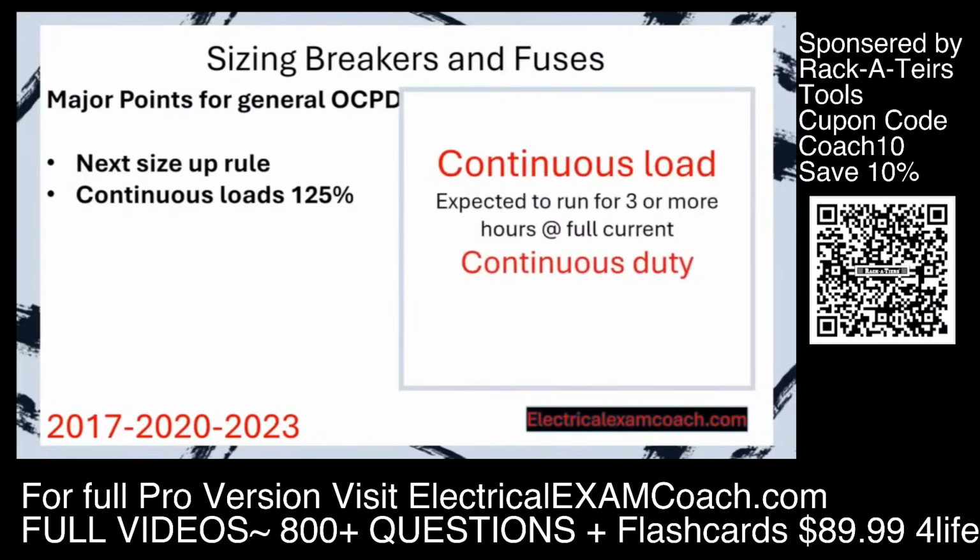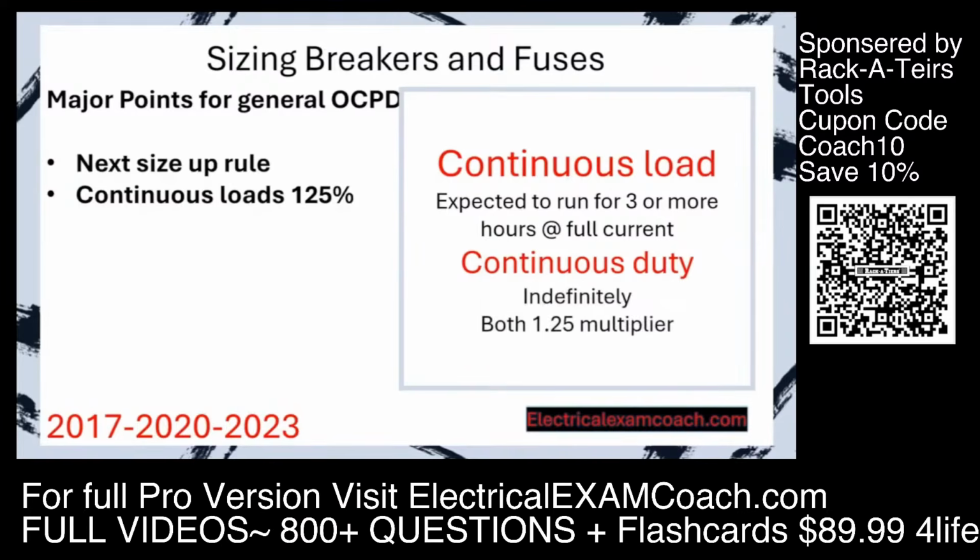A continuous load is defined as expected to run for 3 or more hours at full current. And in the exam prep world, it's going to look like this. You have a load that's known to run for 5 hours, what would the blah, blah, blah, and it'll ask you for wire size or breaker size. Or it might say 5 hours or 10 hours. It doesn't matter how many hours it is. If it's 3 or more, it's considered a continuous load.